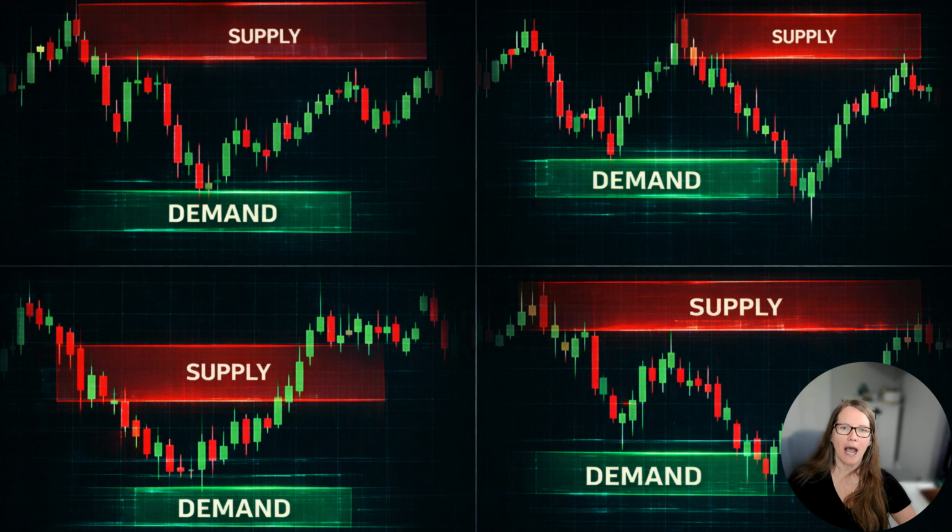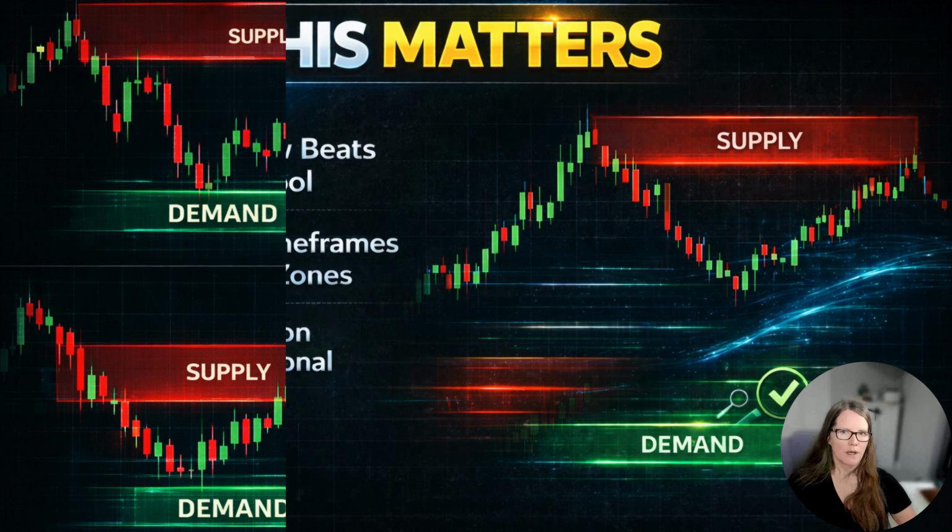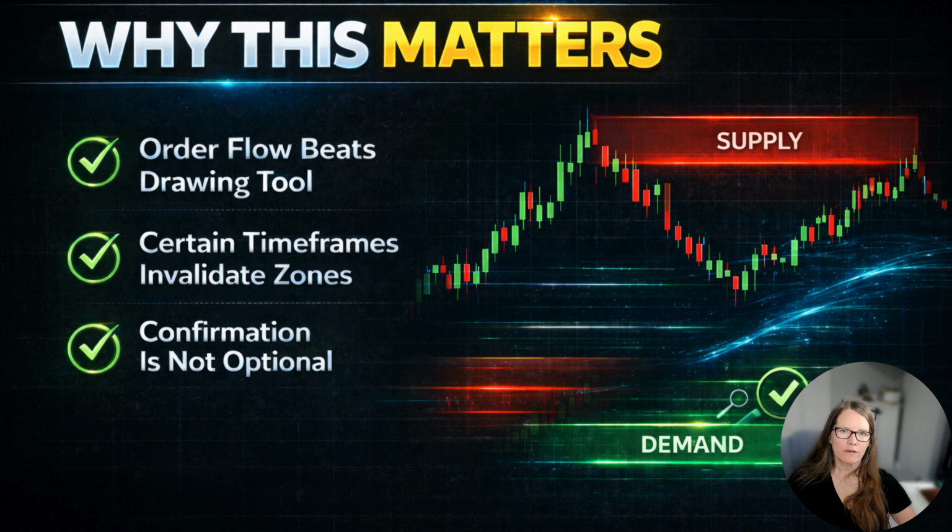You see, I want to know who is controlling the market at these levels. I want to understand the aggression behind the move. We're going to look at why order flow matters more than the drawing tool, why specific time frames invalidate your zones, and why confirmation is not optional for me. That is when I'm looking to enter. Only when the myths are stripped away and the real market structure is revealed.